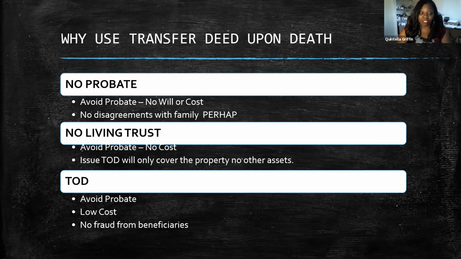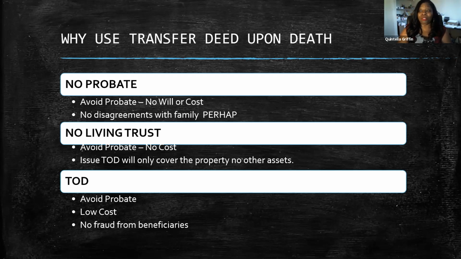The process again is real simple. Why use the TOD? Because you get to avoid probate. It's low cost, no fraud from beneficiaries. So if you have this done while you're alive, you don't have to worry about the issues that come up with probate, saying the will is fraudulent or that's not the right will or somebody created a will after the death. The same thing with the living trust. If the living trust was lost, you end up in probate.